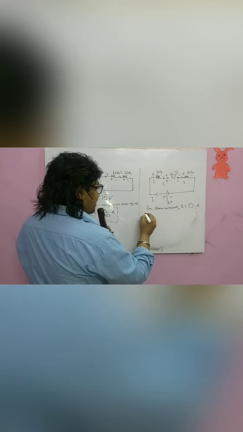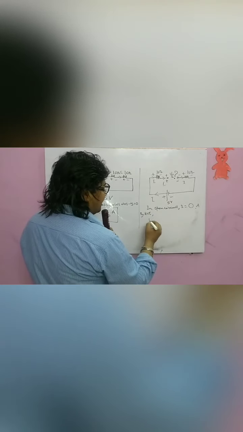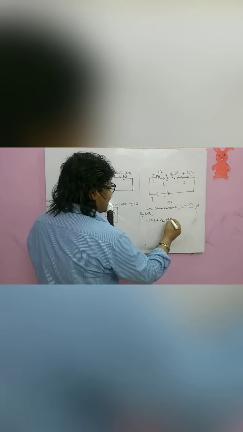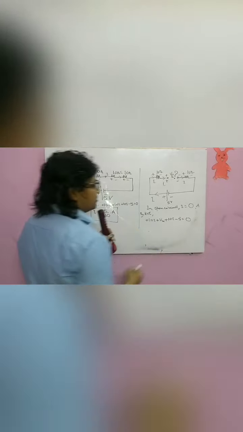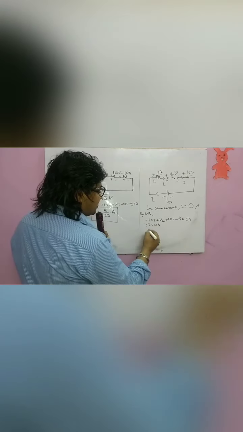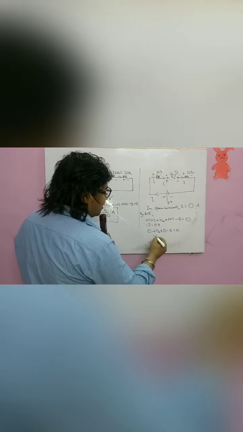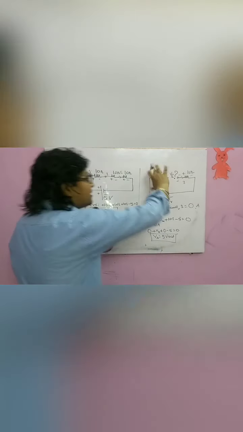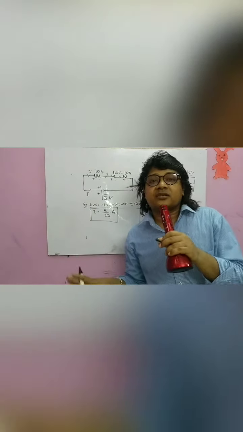Now write KVL. We can write by KVL, right? 10I plus Vx plus 10I minus 5 is equal to 0. Since I is equal to 0 ampere, this is 0 plus Vx plus 0 minus 5 equal to 0. So Vx is equal to 5 volt. So the voltage across the open circuited terminal is 5 volt. This was the correct answer, 5 volt.